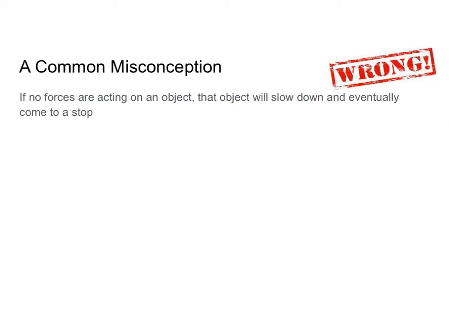So one common misconception is that if no forces are acting on an object, the object will slow down and eventually come to a stop. And the reason that a lot of people think that is because that's what we experience in real life, right? So think about, for example, if I take a hockey puck and I kick it across ice. We don't see any forces acting on that hockey puck, and it does eventually come to a stop, right? It's not going to go across the ice forever. However, there is a force acting on it. Specifically, we have the force of friction acting on our hockey puck, which is what is causing it to stop.